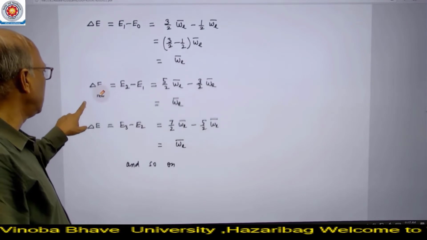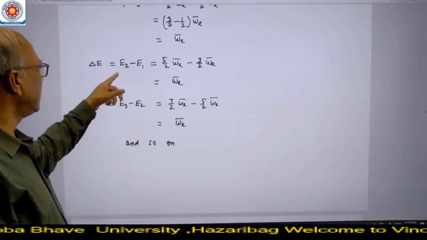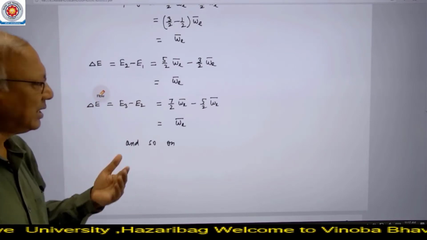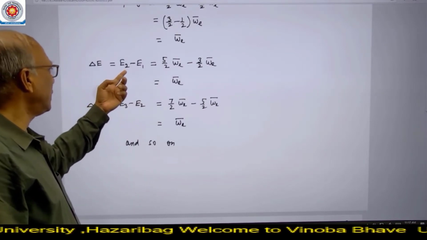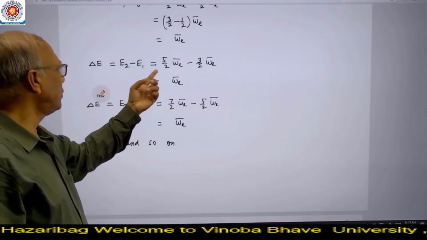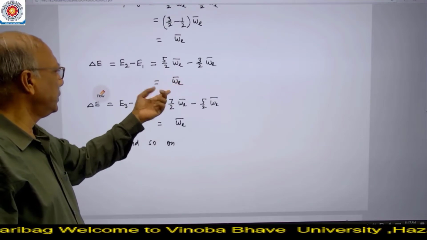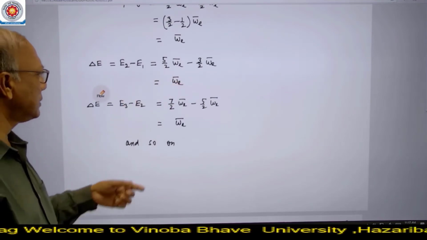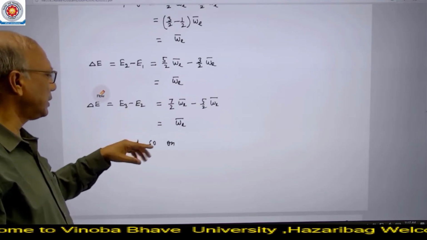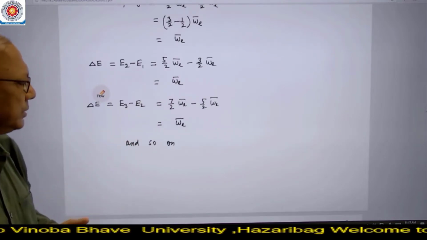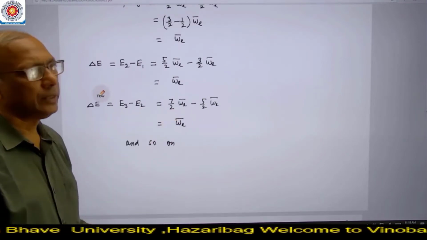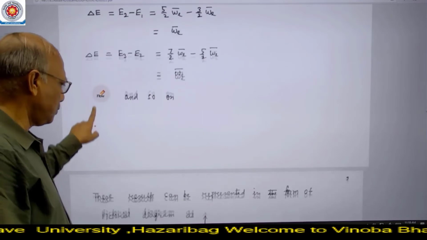Similarly, for another adjacent transition, that is between the second energy level and third energy level, we can write E2 minus E1, and when the values are put for E2 and E1, again we get the final result as omega e bar. Similarly, for the transition between the fourth and third energy level, that is E3 minus E2, again we get omega e bar, and so on.